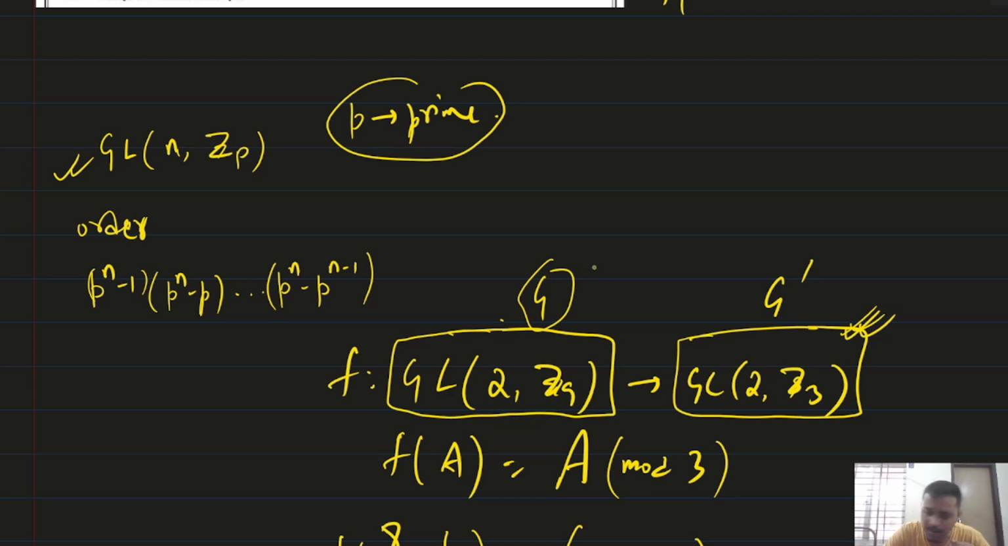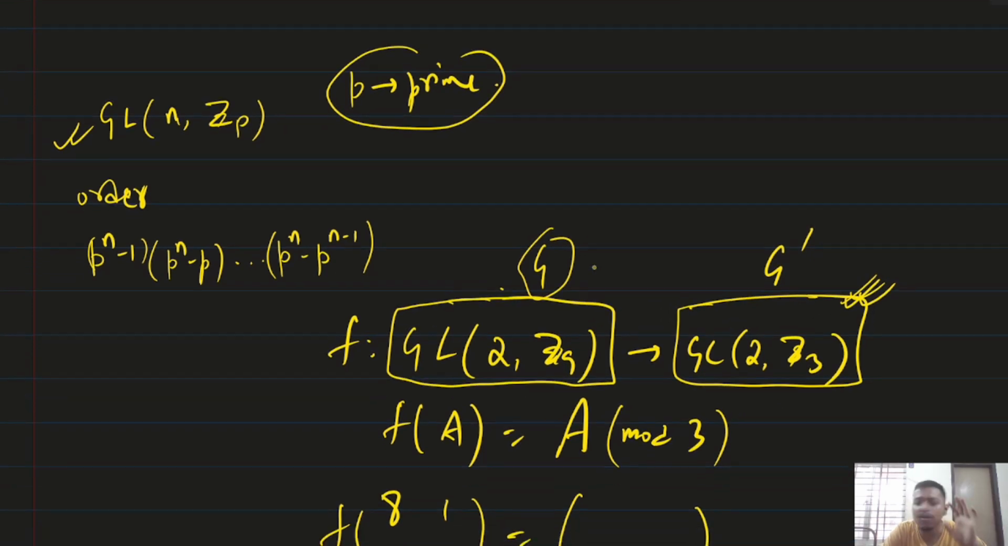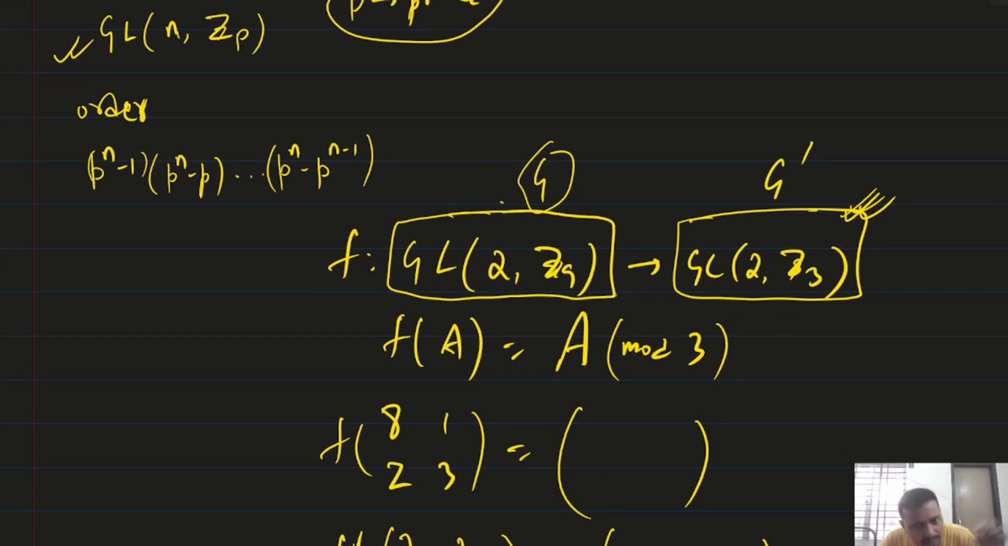Now you just define a homomorphism. How can you define? You take any 2 cross 2 matrix from this first group, then the elements are from Z9. So we have to go to GL(2, Z3). So you just take mod. It is not very difficult to think like this.